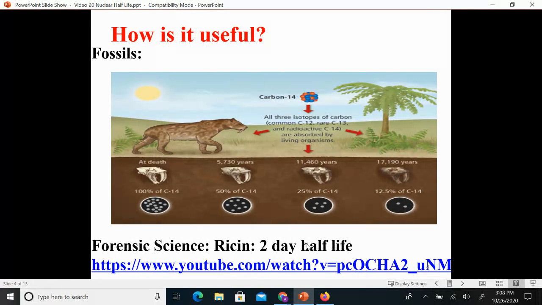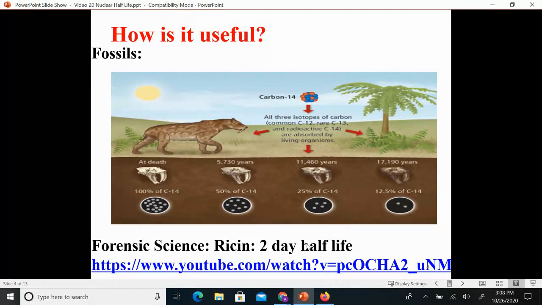So how is this useful? Mainly for us for fossils. So trying to find out how old certain things are. We can do this with fossils. We can do this with rocks. We can look and see, okay, well, we know that it was 100% carbon-14 at this time, and now we only have 10% left. So we can use the half-life to determine how old that substance might have actually been.